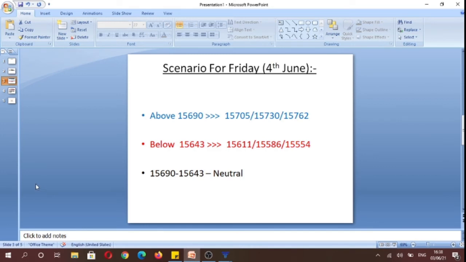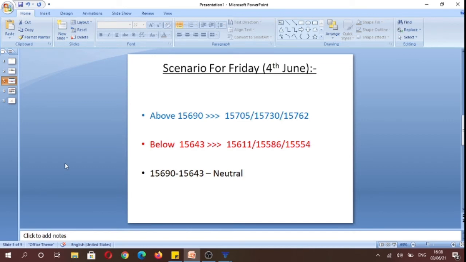Above 15,690, we can trade towards 15,730 levels and potentially 15,762 levels. And below 15,643 levels, we can potentially trade towards 15,611 levels, 15,586 levels, and potentially 15,554 levels.